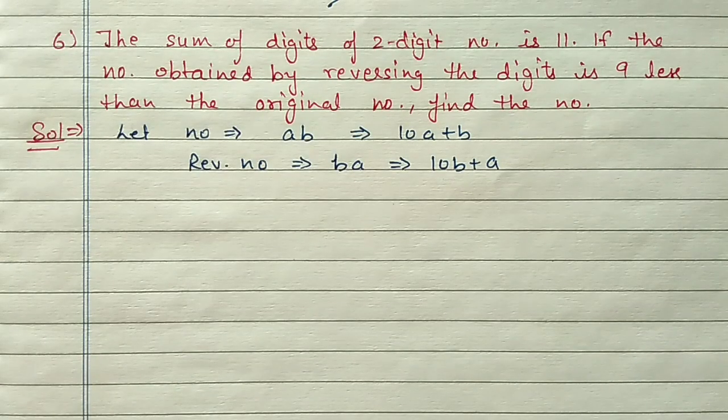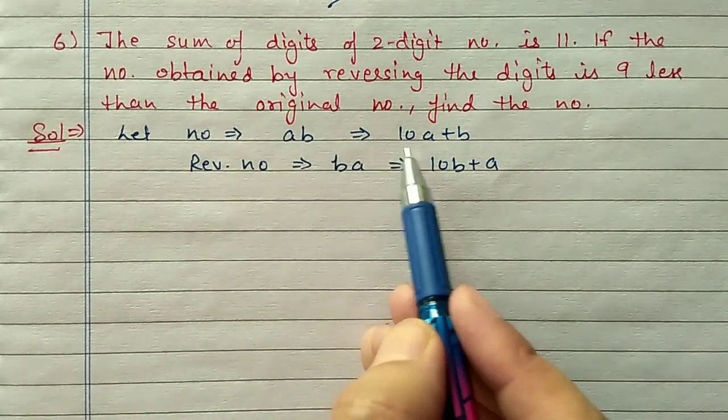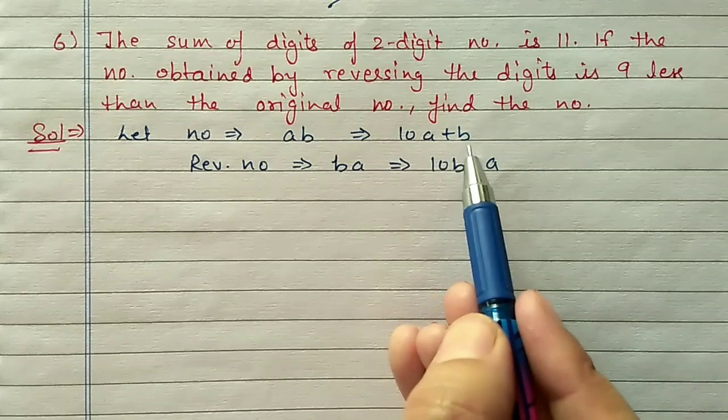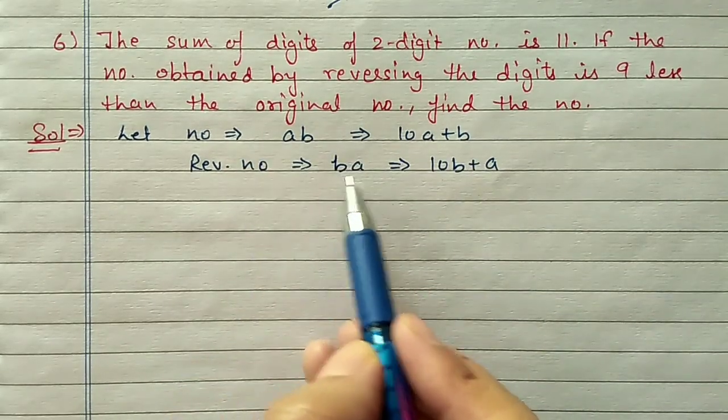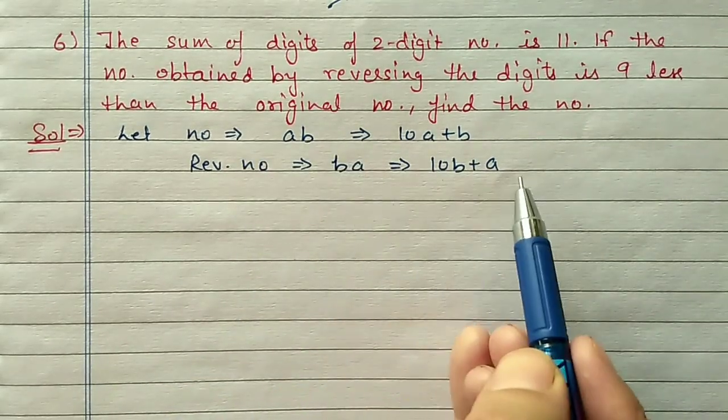The sum of a 2-digit number is 11. If the number obtained by reversing the digits is 9 less than the original number, find the number. So we have taken, let the number be AB. General form of that number will be 10A plus B, and the reverse number will be BA. General form will be 10B plus A.